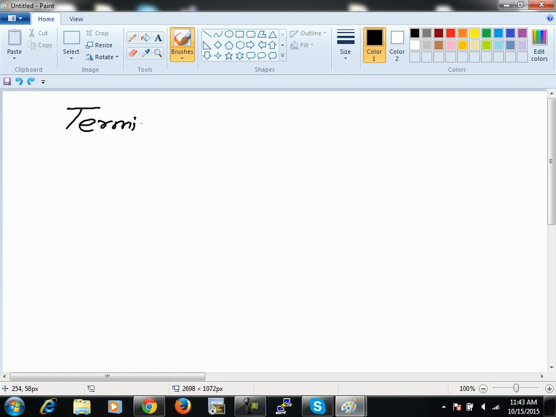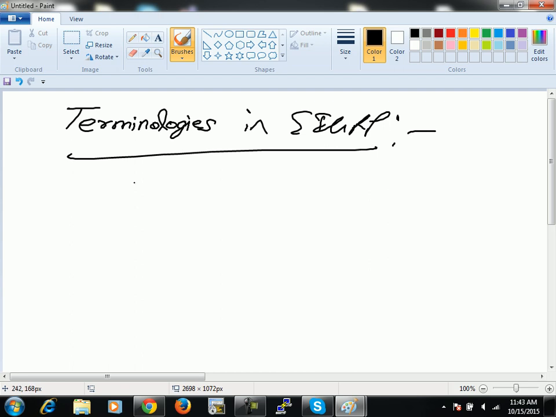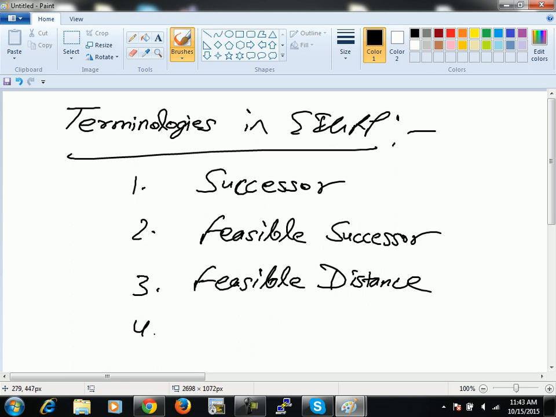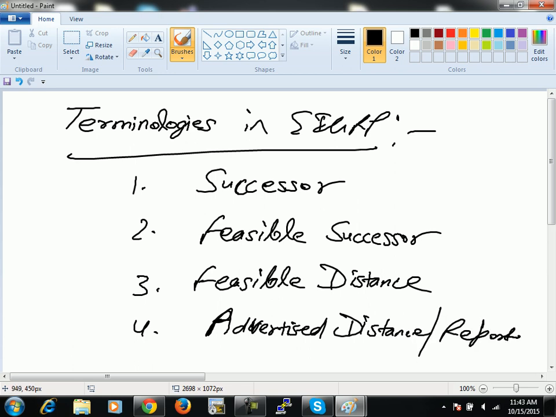Terminologies. In EIGRP, you are having successor, feasible successor, feasible distance, advertised distance, or we can call it reported distance.